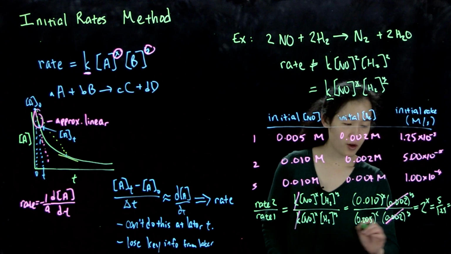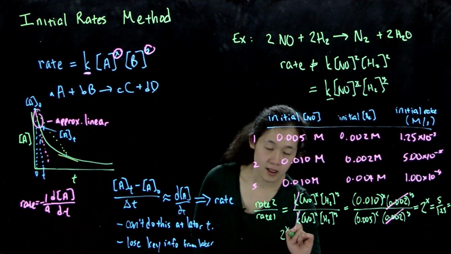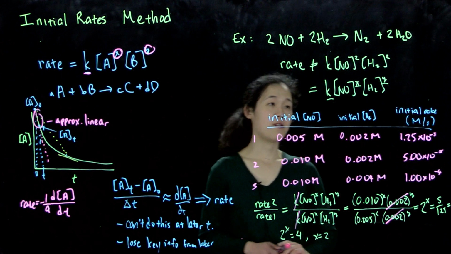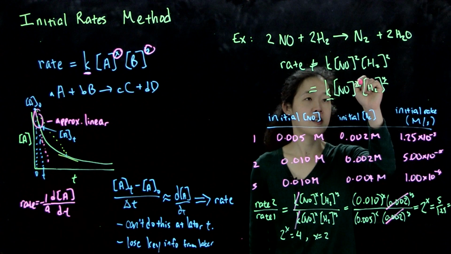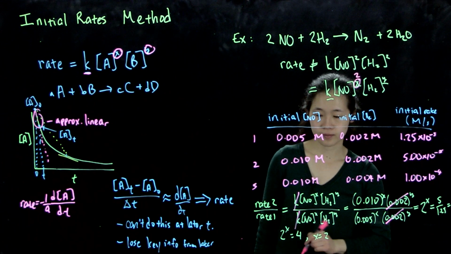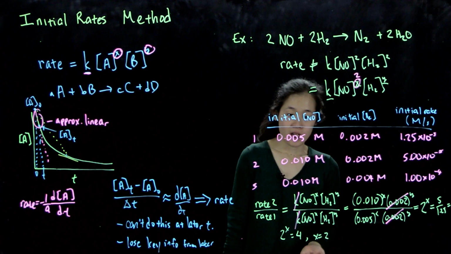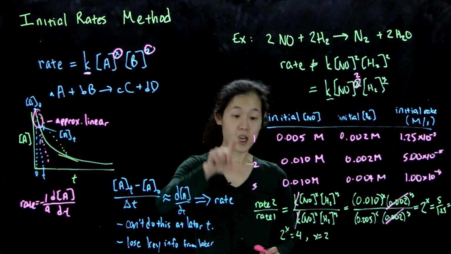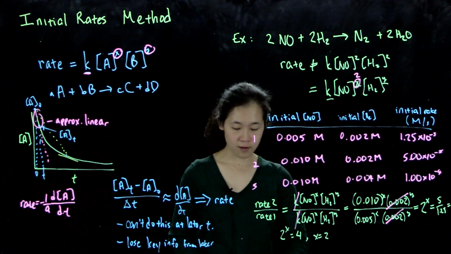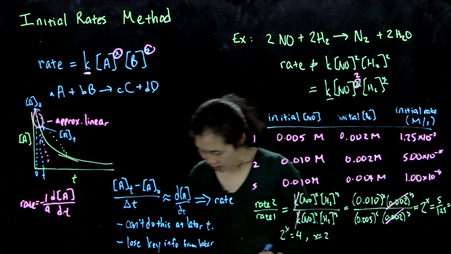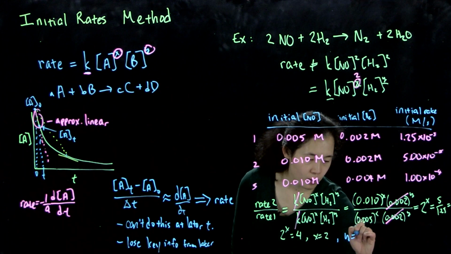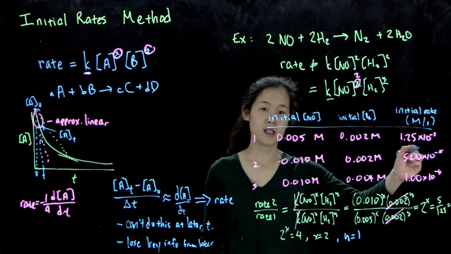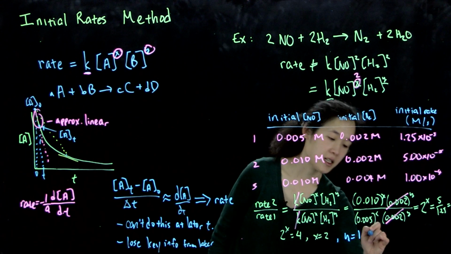So what we can solve for then is we know that 2 to the x equals 4, so therefore x equals 2. And now we have our order in nitric oxide. At this point, I'll let you do this on your own, but if you were to divide other reactions here, you should be able to also solve for y. And we know from solving that y equals 1. And then from there, you can plug in your rates and your concentrations to give you k.